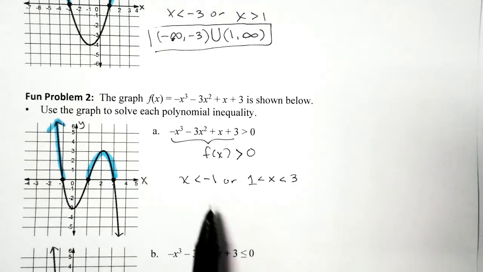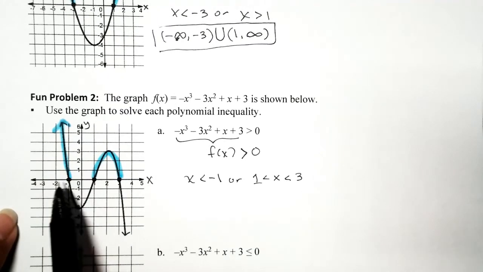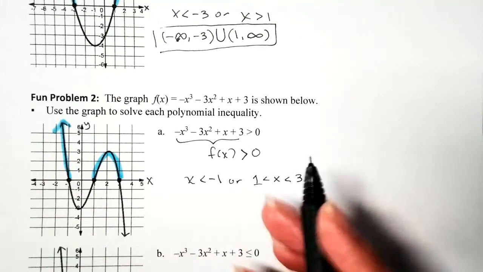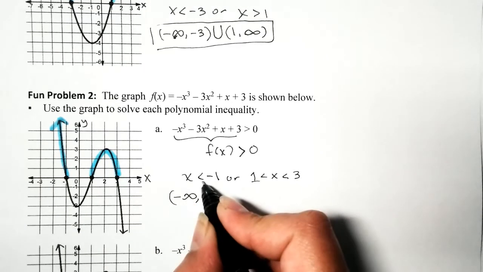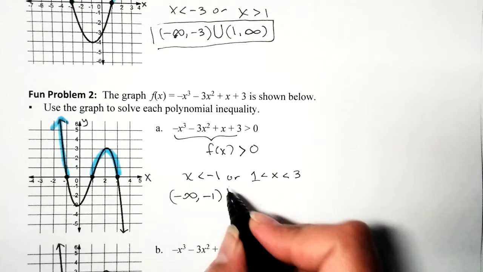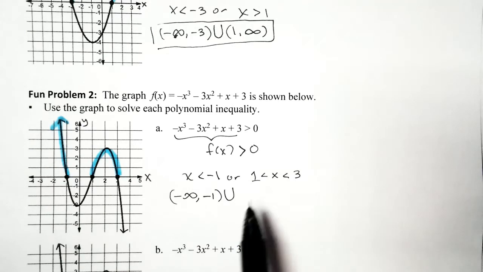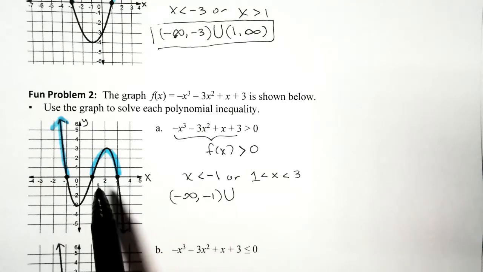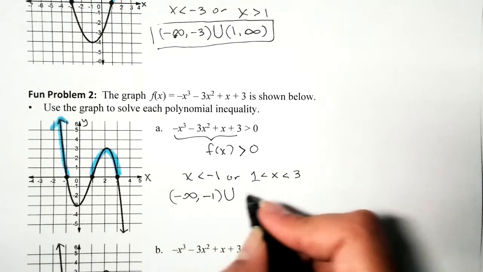For values that are less than -1, interval notation goes from left to right, so it's going to be from -infinity to -1, where -1 is excluded because we don't have the equal to part, so parentheses. Or, let's write union because we're going to have another interval, the interval from 1 to 3, where both endpoints are excluded because we don't have the equal to part.